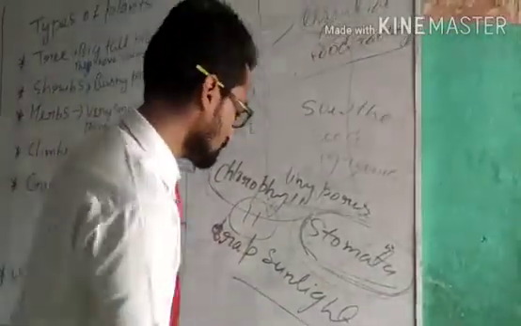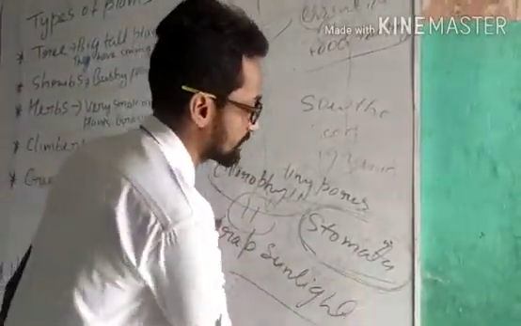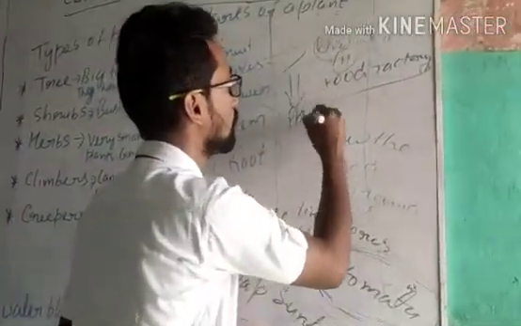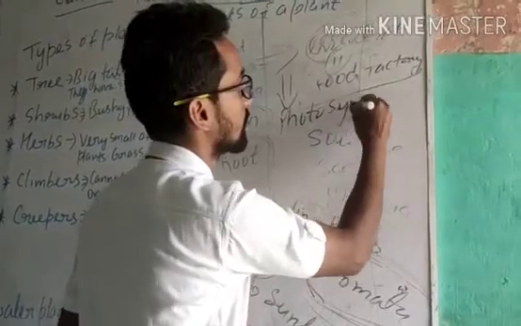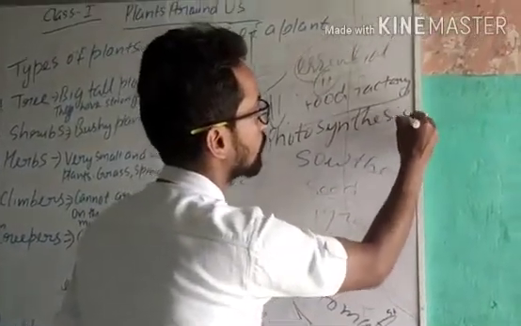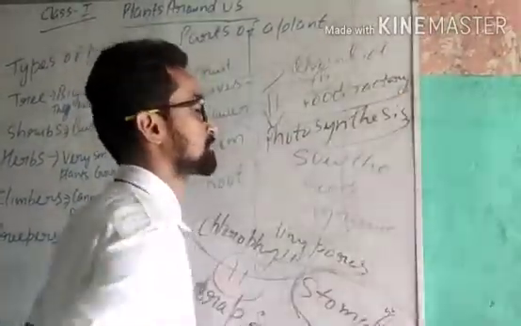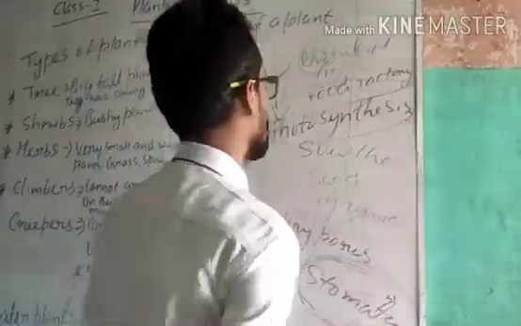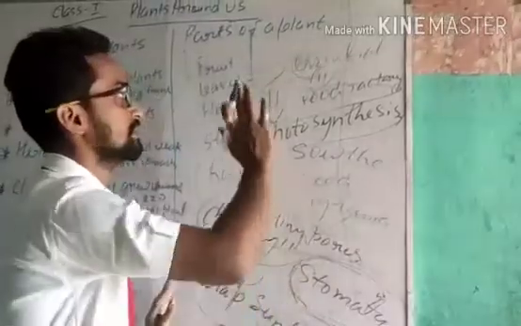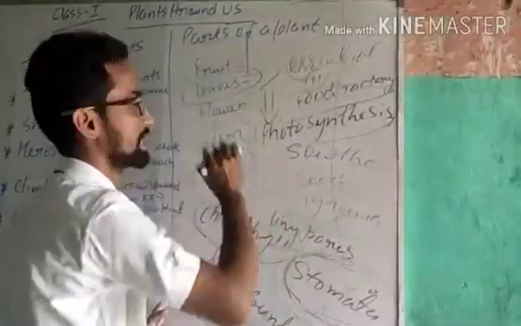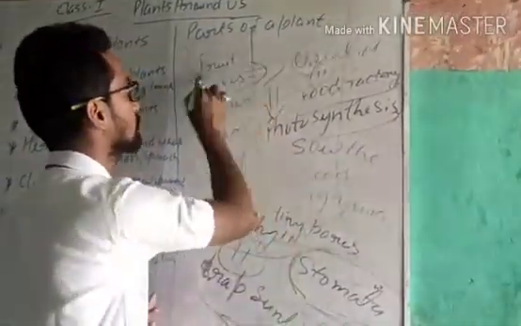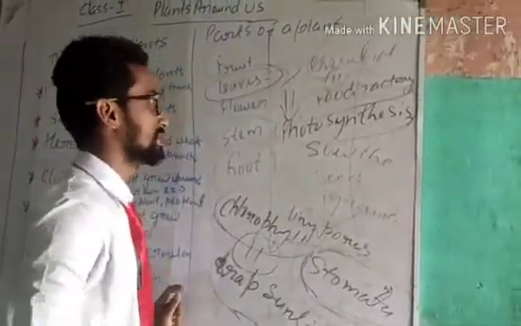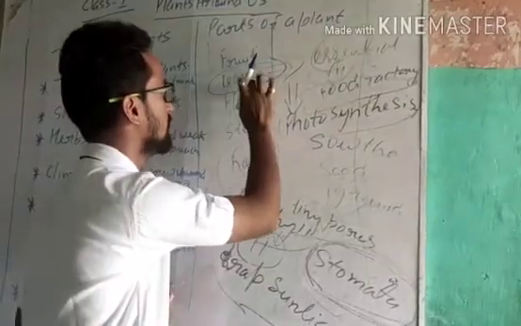Now, all these things are essential in the process of photosynthesis. It means we can say that the process of photosynthesis is carried out in the leaves of the green plant. The breathing organ is also present in leaves. It means exchange of gases takes place in the leaf.